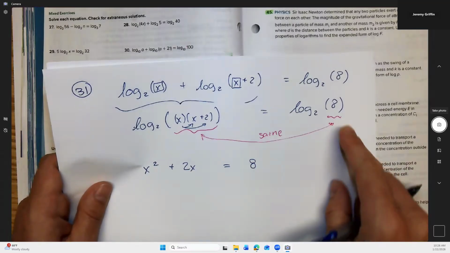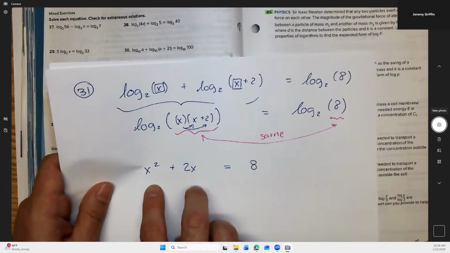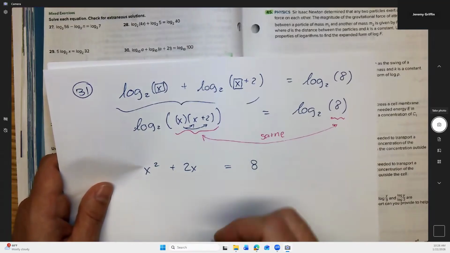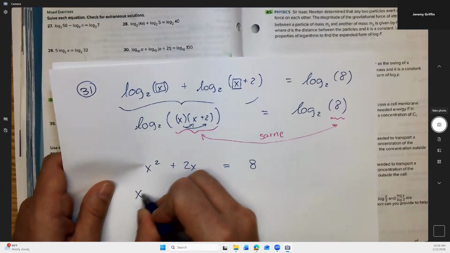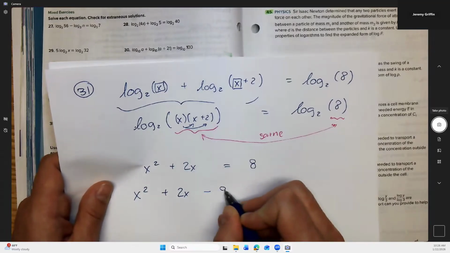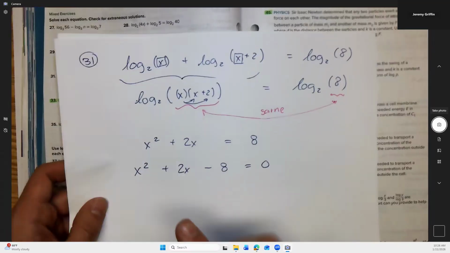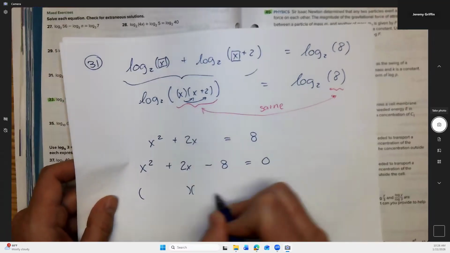You can see this is going to become quadratic. I've got an x squared, I've got an x, I've got a constant. So let's get everything over to one side, just like we have for all of these. I'll subtract over the 8 and set it equal to 0. And can I factor that? That looks factorable, doesn't it?